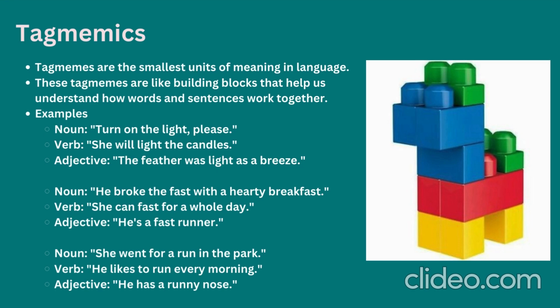Another example, look at the word fast. It's used as a noun: He broke the fast with a hearty breakfast. Second, it's used as a verb: She can fast for a whole day. Third, it is used as an adjective: He's a fast runner. Third example, look at the word run. She went for a run in the park. Here it is used as a noun. Secondly, it is used as a verb: He likes to run every morning. And third, as an adjective: he has a runny nose.